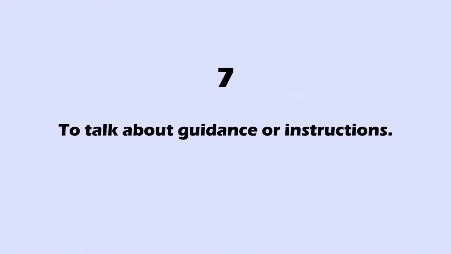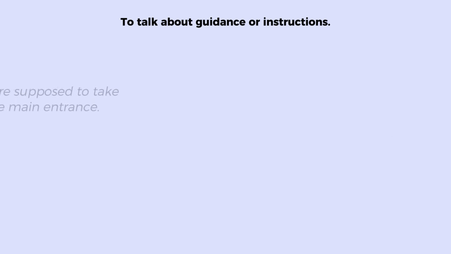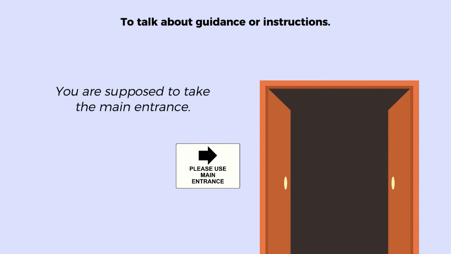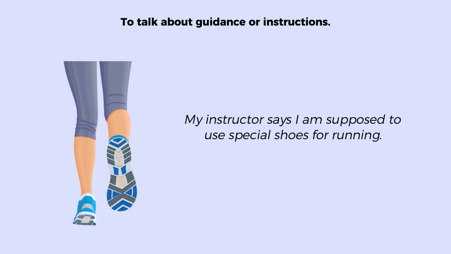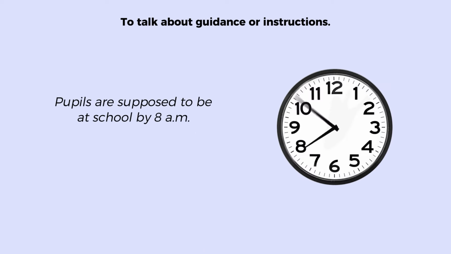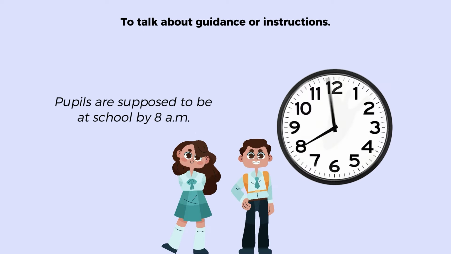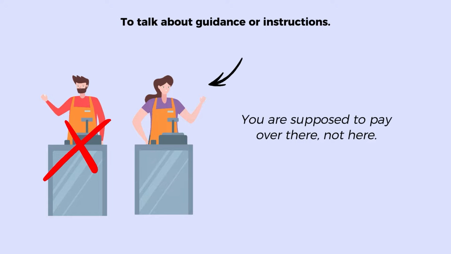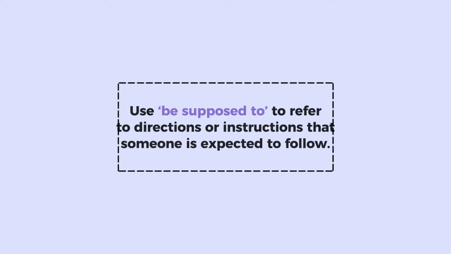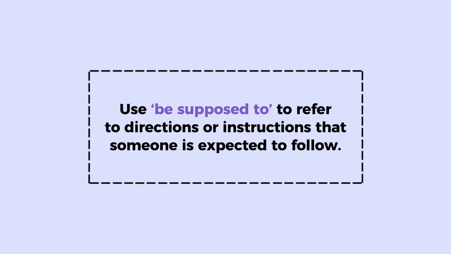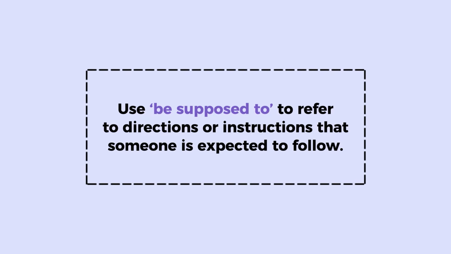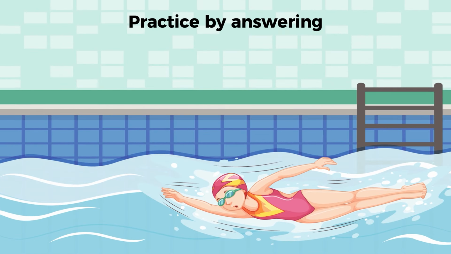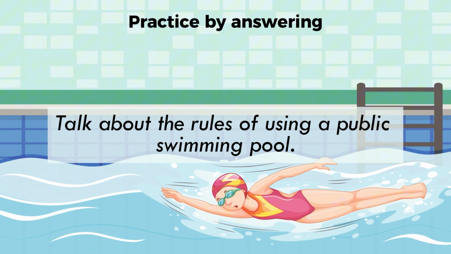7. To talk about guidance or instructions. Here are examples. You are supposed to take the main entrance. My instructor says I am supposed to use special shoes for running. Pupils are supposed to be at school by 8 a.m. You are supposed to pay over there, not here. This is to refer to directions or instructions that someone is expected to follow. Practice by answering. Talk about the rules of using a public swimming pool.